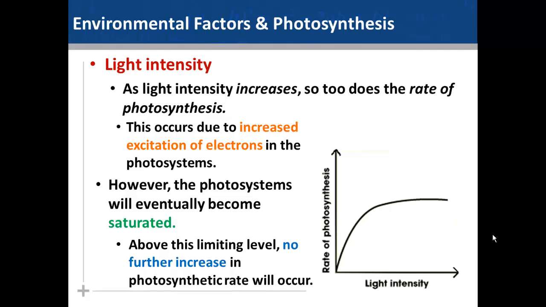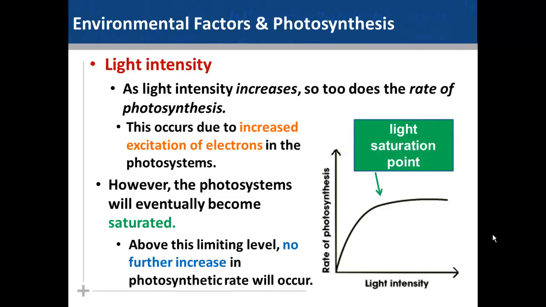And that's our light saturation point, where it levels off, where it stops increasing. But again, that doesn't mean photosynthesis stops. It's still going very, very quickly, but it's not continuously increasing. If it was continuously increasing, what would our graph look like? It would just continue up and up indefinitely. Okay, and that's not what we see.